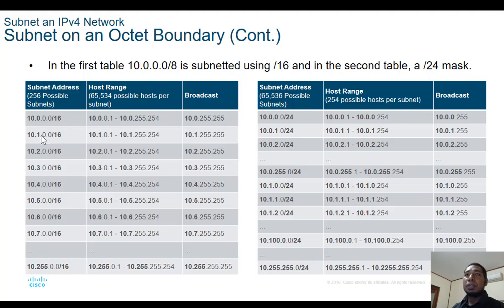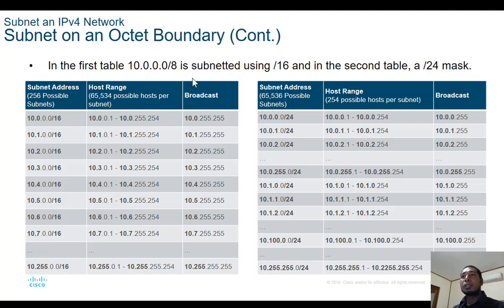So 10.0.0.0 is the first subnet. The second subnet will be 10.1.0.0, and then third 10.2.0.0. So these are all the networks, and it goes on until 10.255. That's it. That's where you stop.